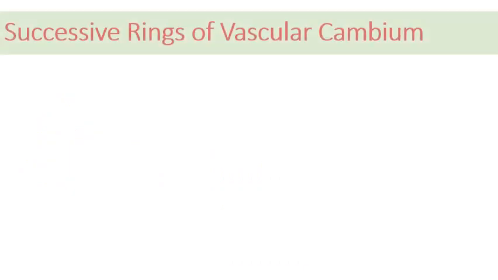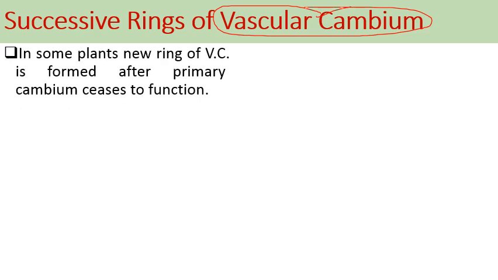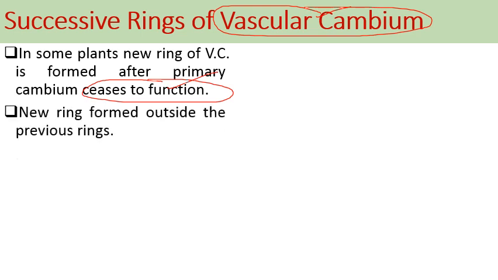Next reason is successive rings of vascular cambium. In some plants, new rings of vascular cambium are formed after primary cambium ceases its function. So there are some plants in which the primary cambium stops its function. It is taken up by the newly formed cambium. So a new ring is formed outside the previous ring.